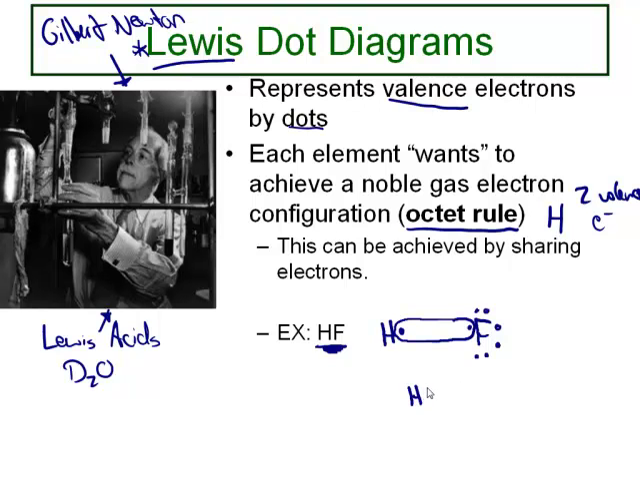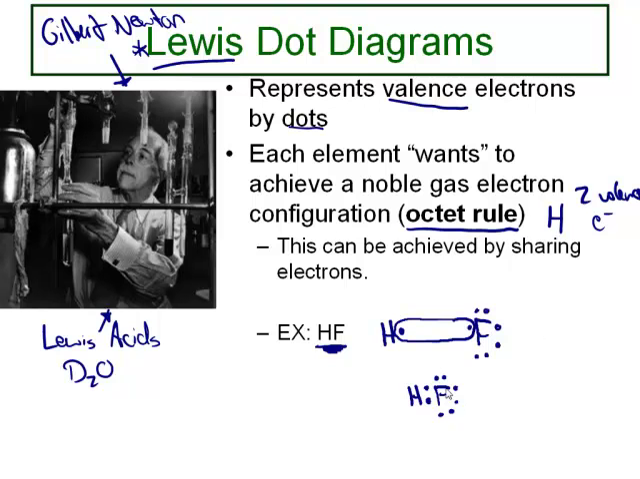Now when we draw the Lewis dot diagram for the compound, we're going to draw the shared electrons in between the 2 atoms like that, okay? Now what this means is that these electrons here are shared between both atoms. Both atoms now get to count these electrons towards their total. So hydrogen gets to count both of these. Hydrogen now has 2. Fluorine gets to count both these electrons in addition to its other 6. And so now it has 8 valence electrons, and they're both happy.